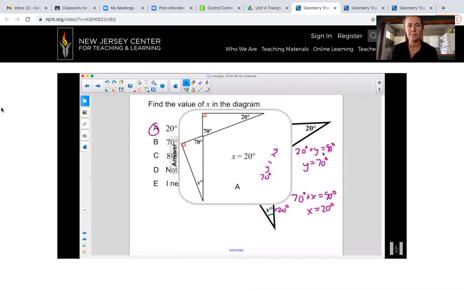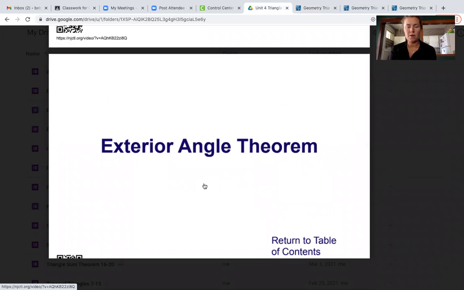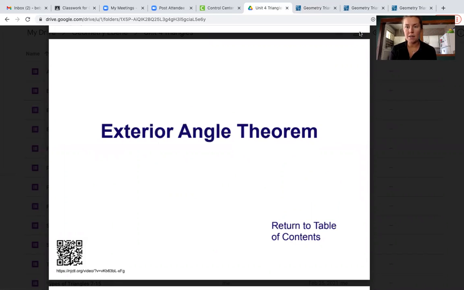Okay, perfect. I kind of think the way that I explained it might have been easier, but it's up to you guys. All right, so that was your knowledge check.